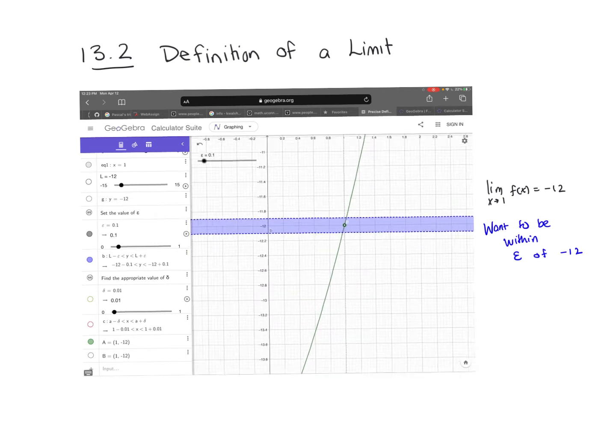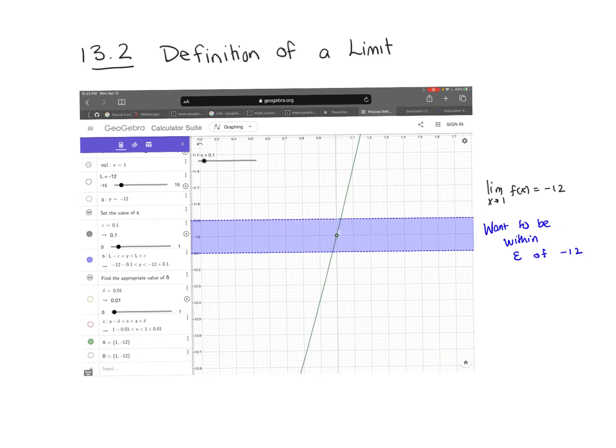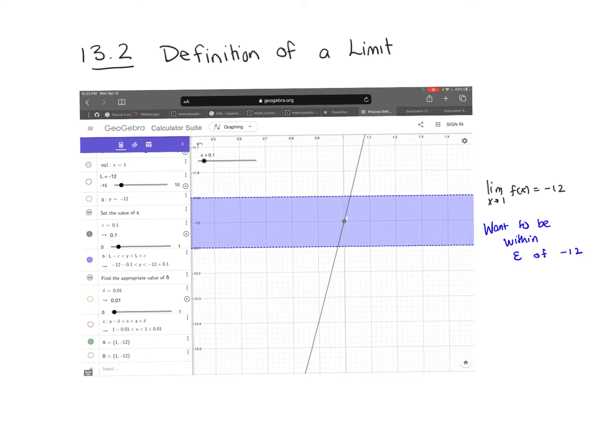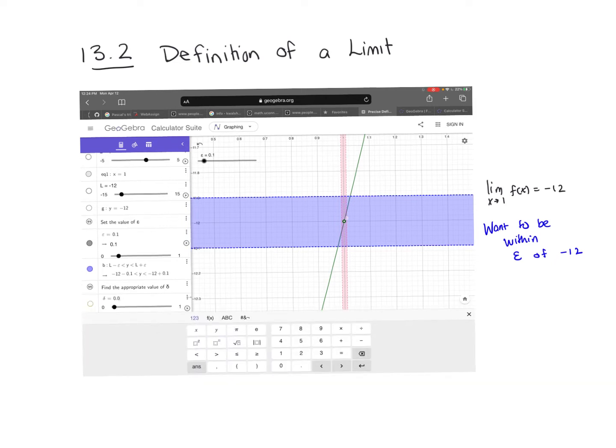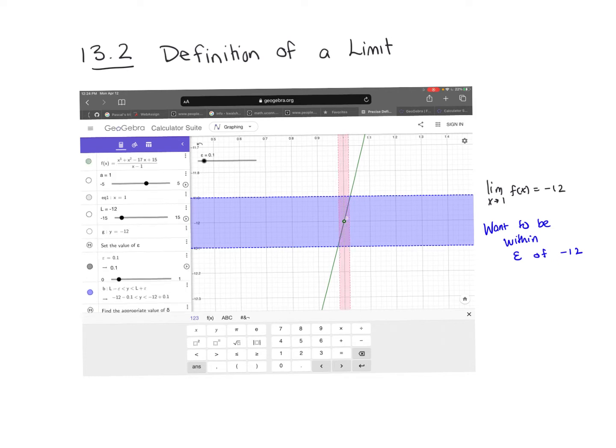But the one I care about is when x is close to 1. So how close to 1 does x need to be so that the function values are within 0.1 of negative 12? That's the question we want to ask. So we want to think about some little region here around x equals 1. And I want to think about how much of a region I can have. So maybe I can make this a little bit bigger. So within that red area, the function values are still going to be within 0.1 of negative 12. So I can get that to be within 0.1 of negative 12.